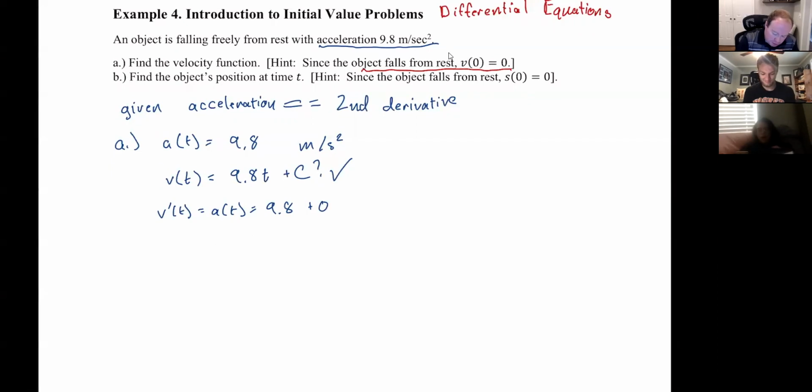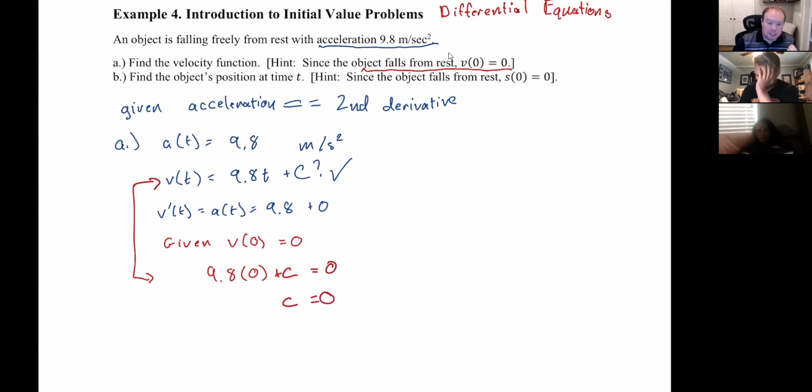Well, let's go ahead and use what we were given. We were given V of 0 is equal to 0. So when we plug in 0, we get 9.8 times 0 plus the constant is equal to 0. So you can see our constant is 0. So what is the answer to A? It's our velocity function. So it's just going to be 9.8 t. No constant, because as we can see, it falls from rest. So the constant went to 0.